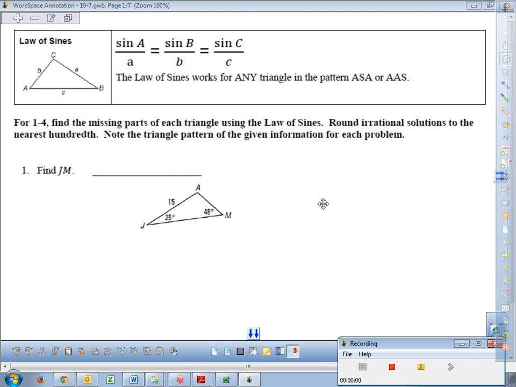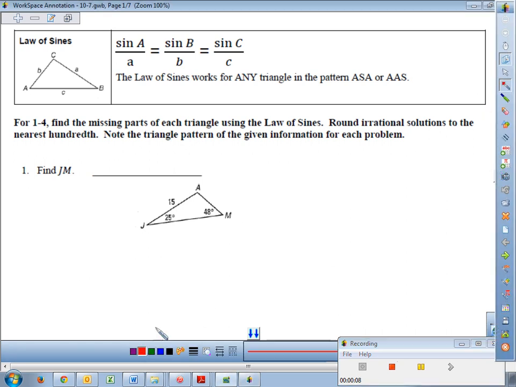10-7 in Advanced Algebra 2. Law of sines. Law of sines is completely different than the law of cosines, even though sine kind of sounds like the word side. They will only give you one side length provided. As you can see in this triangle down here, it is not a right triangle, so you can't use SOHCAHTOA. They give you one side.